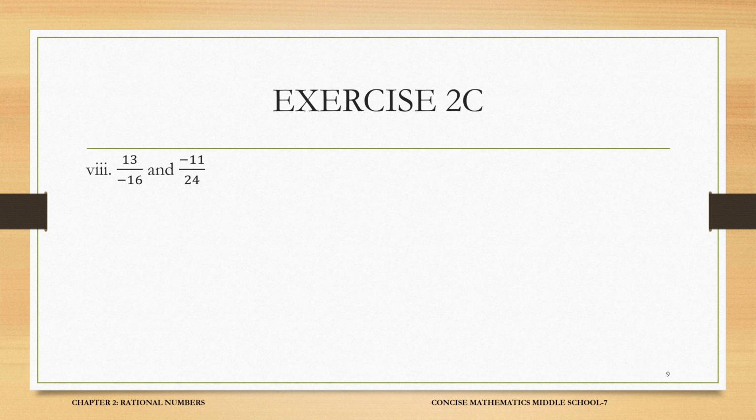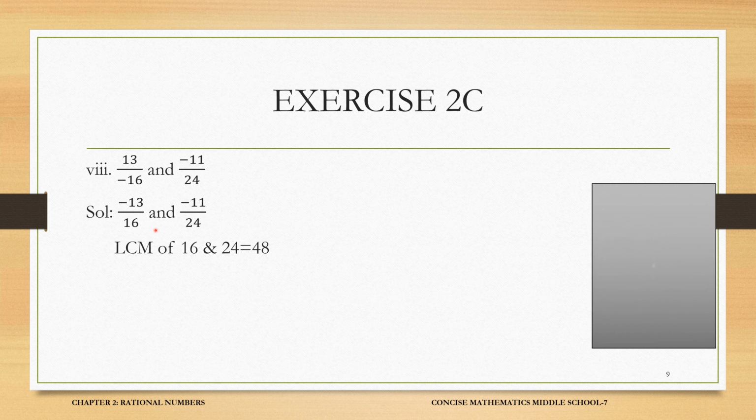Eighth question, 13 by minus 16 and minus 11 by 24. Even here, the first rational number is not in a standard rational form. So just move this minus to the numerator. Now it became standard rational number form, right? So now just take the LCM of 16 and 24. It becomes 48. In a rough work, just write 16 and 24 and start dividing with the least number 2.